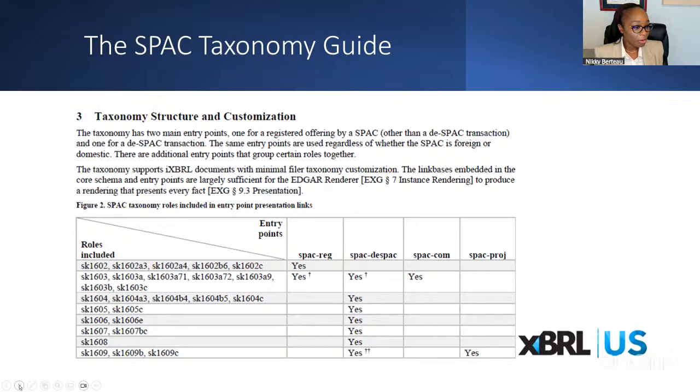So you have the SPAC reg, SPAC DSPAC, SPAC com, and SPAC projections. So for SPAC-related reporting, the available roles and entry points are tailored to each use case. From a preparer standpoint, this helps create consistency because the taxonomy guides how the information should be presented and tagged. Next slide.